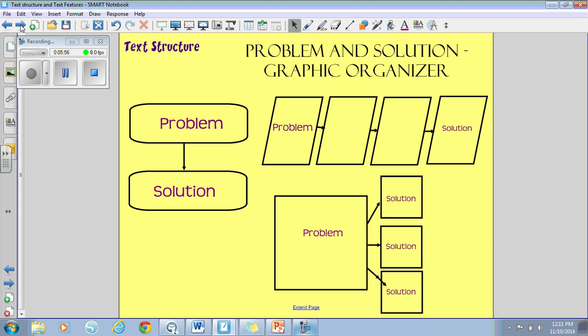Compare and contrast, cause and effect, and problem and solution are the most common types of text structures that you will find in nonfiction. It is important to note that sometimes an author may use all three, or more than one, of the structures within one article.